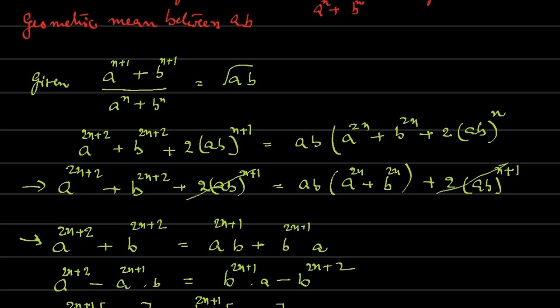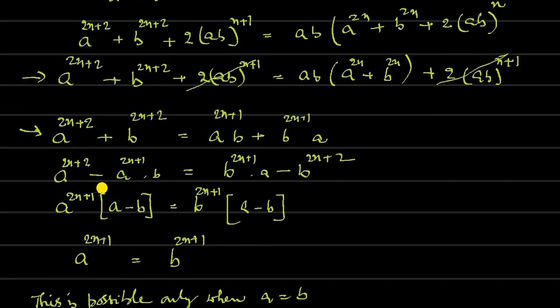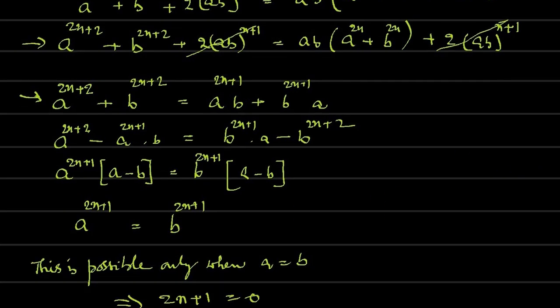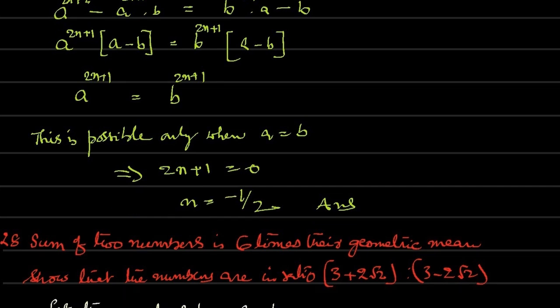So on simplification, which is very easy here, I am getting a power 2n plus 1 equal to b power 2n plus 1. And I am asked to find the value of n. So a power 2n plus 1 equals b power 2n plus 1 is true only when a equals b. That means this is 0, this is 0. 2n plus 1 must be equal to 0, n is minus half. Proved.